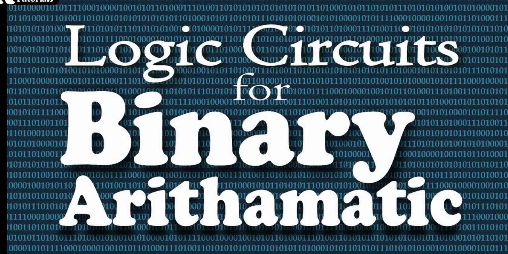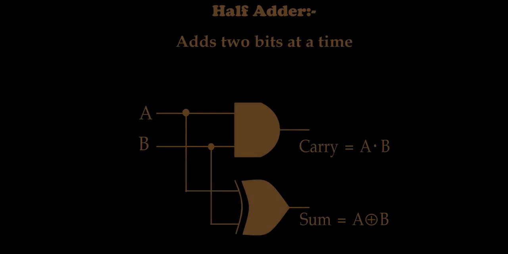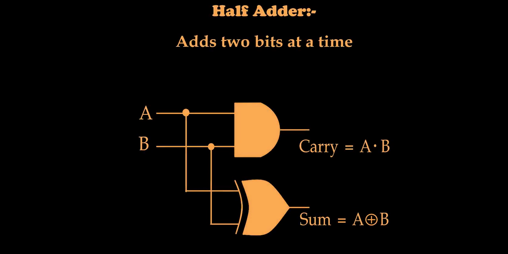Now let us see how binary arithmetic is performed using these logic gates. Addition, multiplication, division, subtraction can also be done using logic circuits. First of all, we will see how addition is done. So for addition, the circuits have to be constructed as half adder and full adder. First of all, let us see the half adder. It is an electronic circuit which adds 2 bits at a time. That is why it is called half addition.